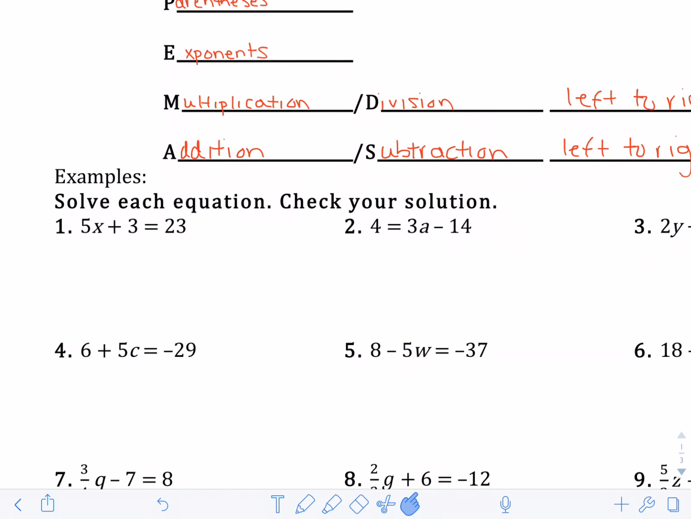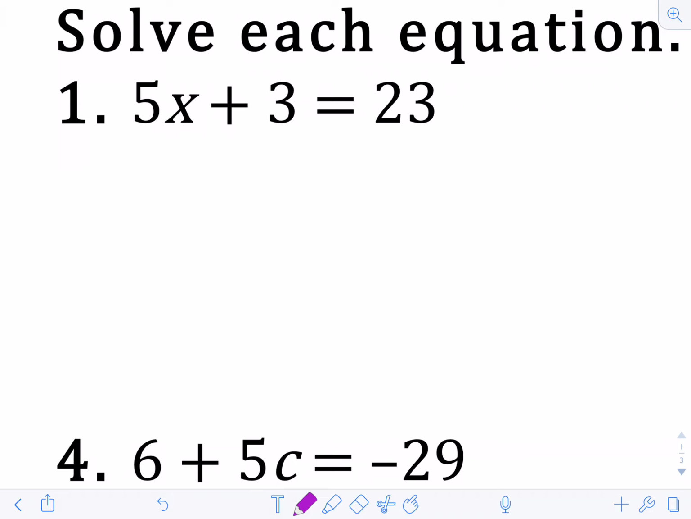It says solve each equation, check your solution. So here we go, very first one. What I always do is draw my line right here on the equal sign. That way it helps me stay organized, because that's the biggest key in algebra: keep your work organized so you can follow along with what you're doing.